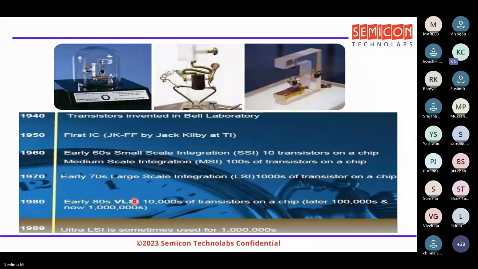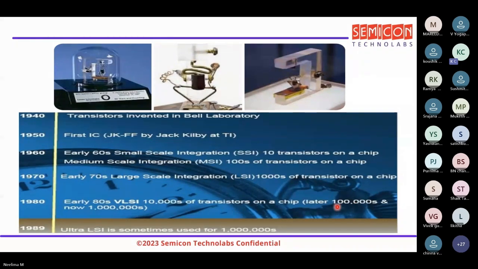In the early 70s, large-scale integration, LSI, where there are thousands of transistors on a chip. And in the early 80s, VLSI, tens of thousands of transistors on a chip. Later it became 1 lakh and more than 1 lakh. Then in 1989, ultra LSI is sometimes used for more than 1 crore transistors. So this is how the era went.